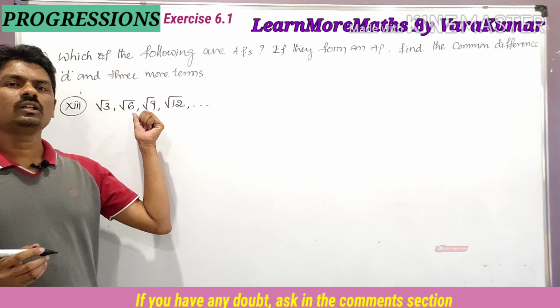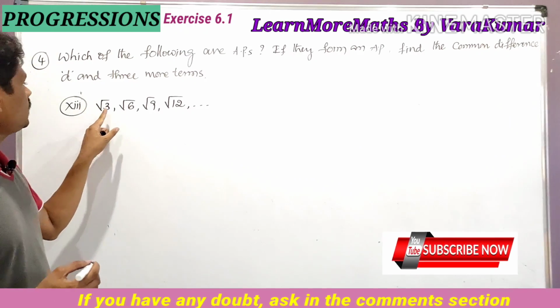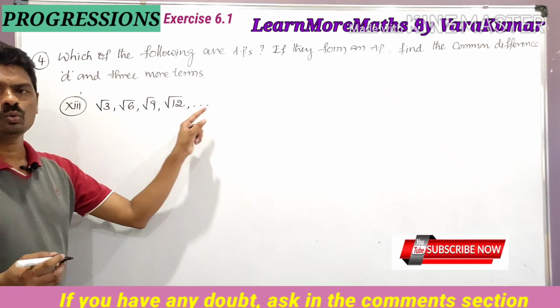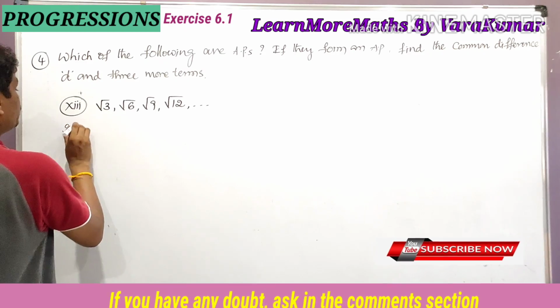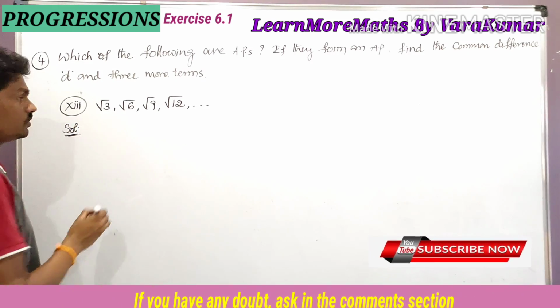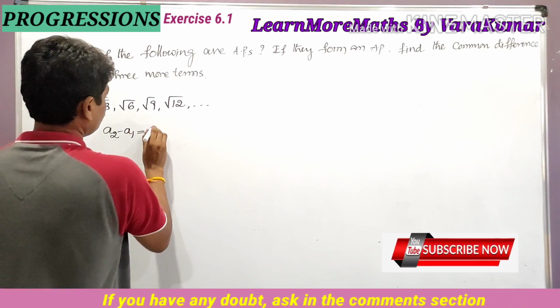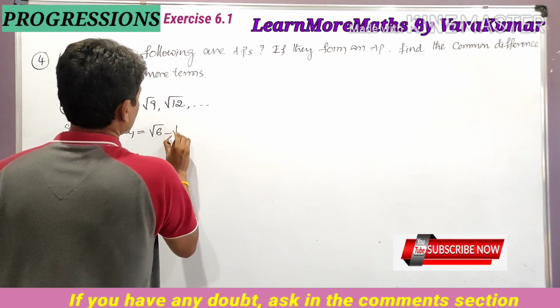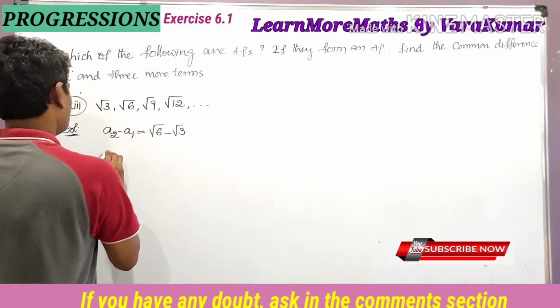Student, this is the 13th bit in the 4th problem. This is the last bit, student. Root 3, root 6, root 9, root 12 and so on. Now I have to check whether it forms an AP or not by finding the common difference of successive terms. a2 minus a1 is equal to root 6 minus root 3.